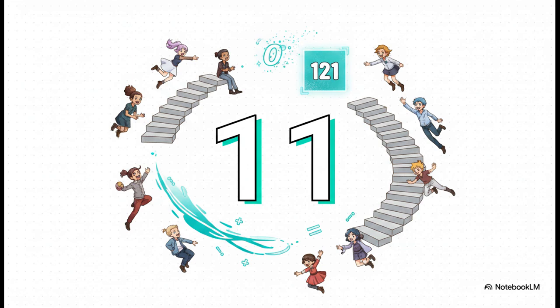And what step were we on when that balance hit 0? We were on the 11th step. Therefore, 121 is a perfect square, and its square root is exactly 11. It's just such a satisfying process to watch unfold, isn't it?